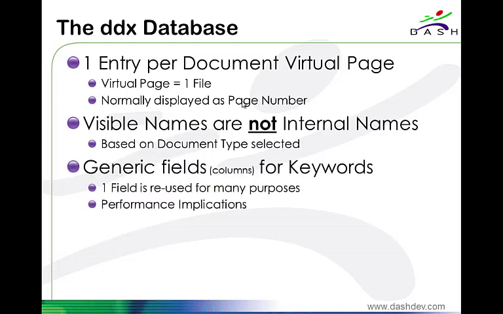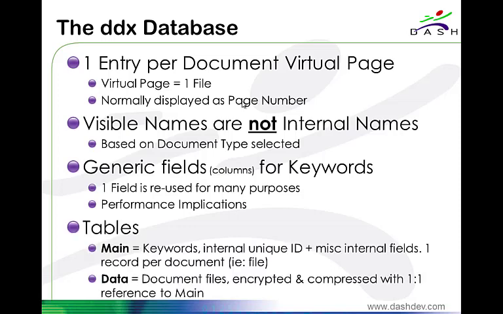We use generic fields or columns for keywords. So one field is reused for many different purposes. In one context, an internal field called lookup1 could be used for the customer name. In another context, it may be used for a vendor name. In still another context, it might be a part number. We do this because there are performance implications to adding many columns, each for a very specific and unique use. By taking the approach that we take, we improve performance by allowing you to reuse those reserved buckets over and over again for different things.